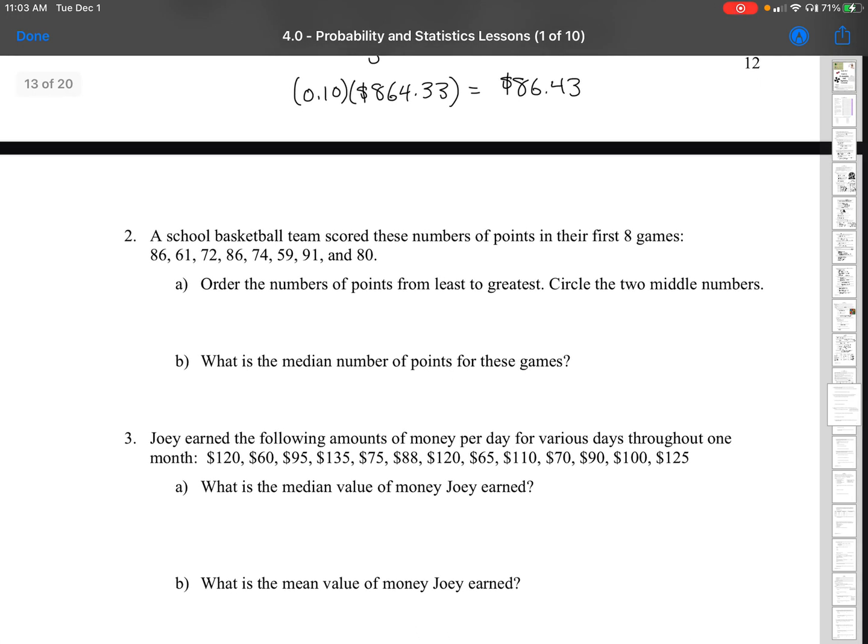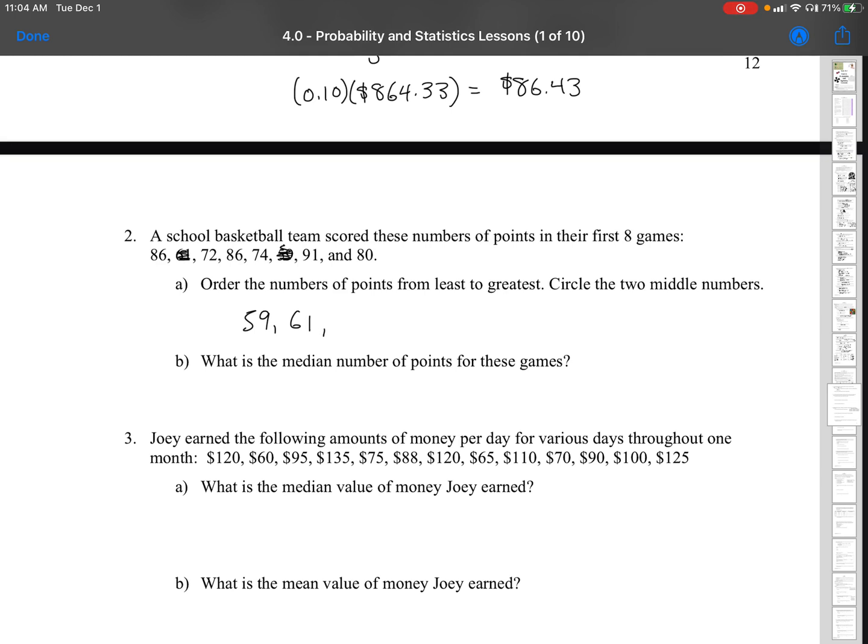Okay, next one. School basketball team scored these numbers of points on their first 8 games. We want to order the number of points from least to greatest, circling the 2 middle numbers. So what I would recommend to do on this one is you start with the lowest number, but I would cross it out so you don't double count it. Okay, so 59 and then 61.